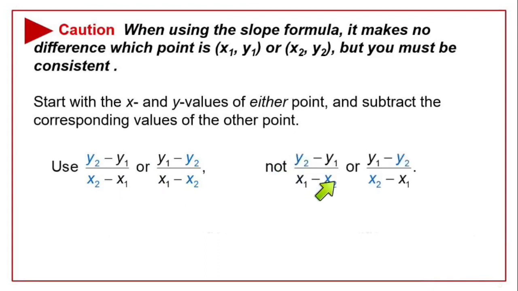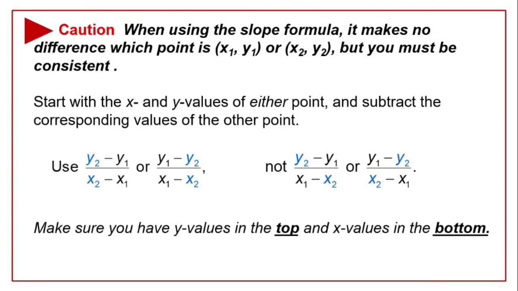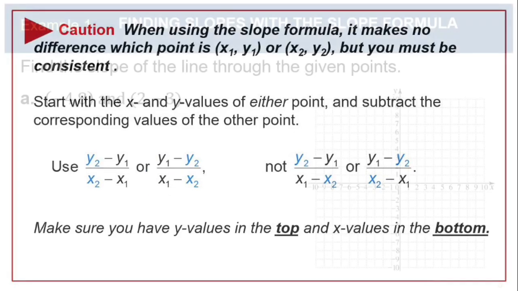But what you can't do is mix them up. If you start with the y coordinate for the second point, then in the denominator you need to start with the x coordinate for the second point. You can't have y2 minus y1 over x1 minus x2, and you can't mix them up the other way either. So if you start with the y value from the second point, you need to start with the x value from the second point. And that's just something to keep in mind. That's an easy thing for students to mix up. And the other thing to keep in mind, again, is that you always want to make sure you have y values in the top and x values in the bottom. And if you'll remember rise over run, I don't think that will be a problem for you.